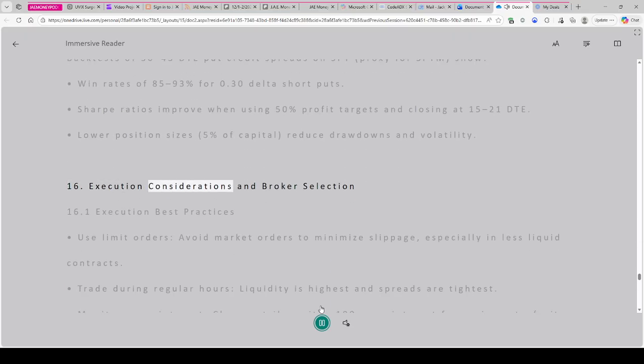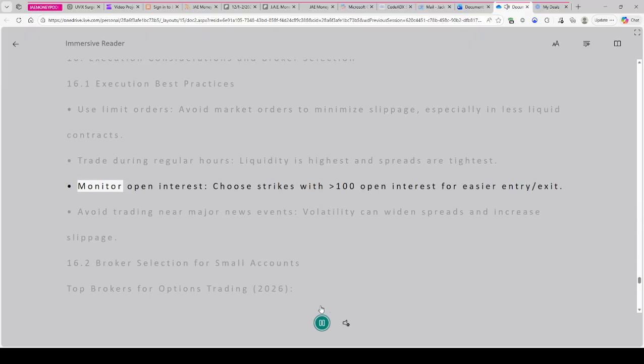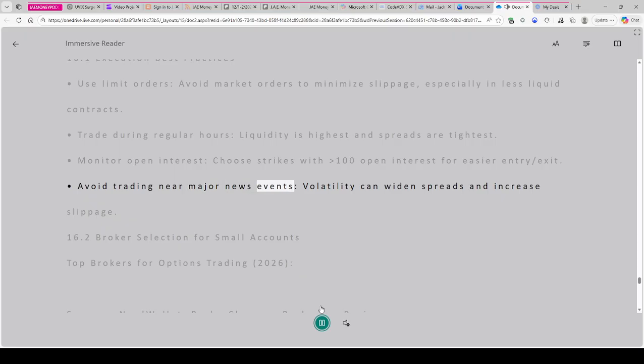16. Execution considerations and broker selection. 16.1 Execution best practices. Use limit orders, avoid market orders to minimize slippage, especially in less liquid contracts. Trade during regular hours, liquidity is highest and spreads are tightest. Monitor open interest, choose strikes with greater than 100 open interest for easier entry/exit. Avoid trading near major news events, volatility can widen spreads and increase slippage.